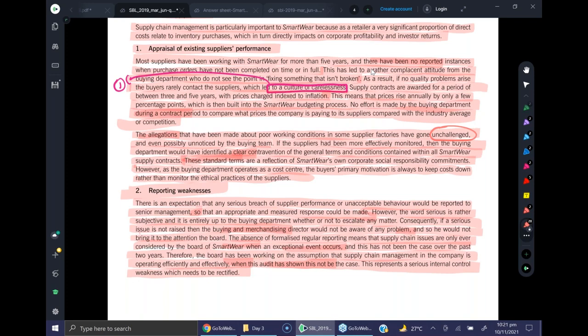Yeah, penalties in case of breach of contract on the supplier side. Here we are discussing the reporting weakness, Sanya, so I think that's not a very relevant point. We're talking about the reporting weakness, that the problems from the supplier are not reported properly. So your suggestion should be around improving the overall reporting process. Okay.